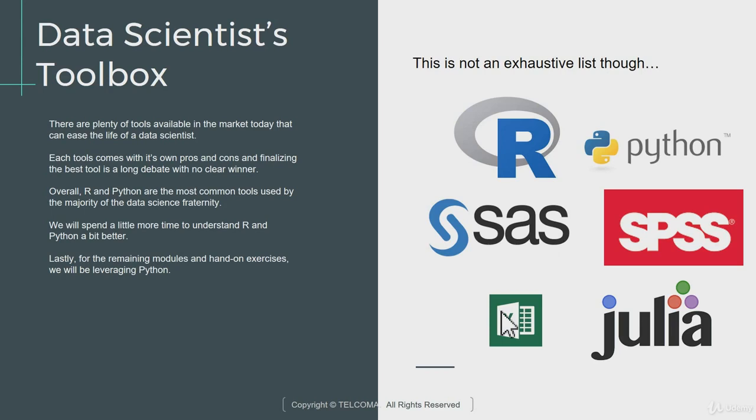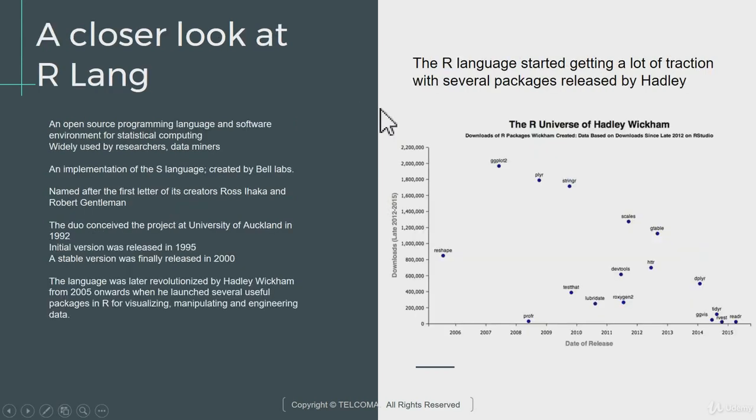So a little background about R. Definition-wise, R is an open source programming language and software environment for statistical computing. It's widely used by researchers and data miners. It's actually an implementation of the S language. It was created by a team from Bell Labs. S stood for statistics. It is a language which actually offered most of the important algorithms and statistical techniques for researchers, academicians, and all of those PhD guys who wanted to do data analysis at a small level. It actually offered a lot of things compared to the time it was developed in.